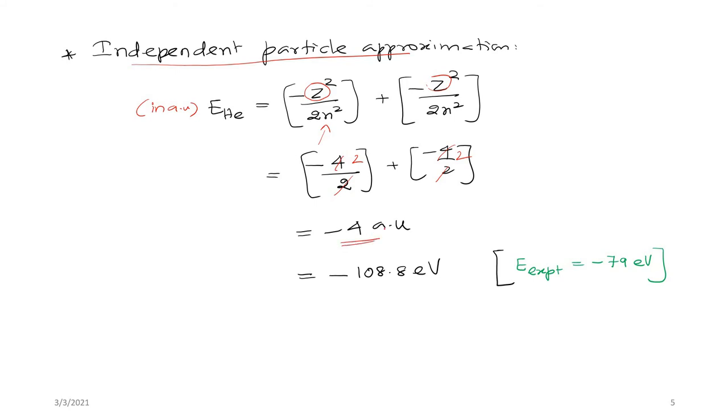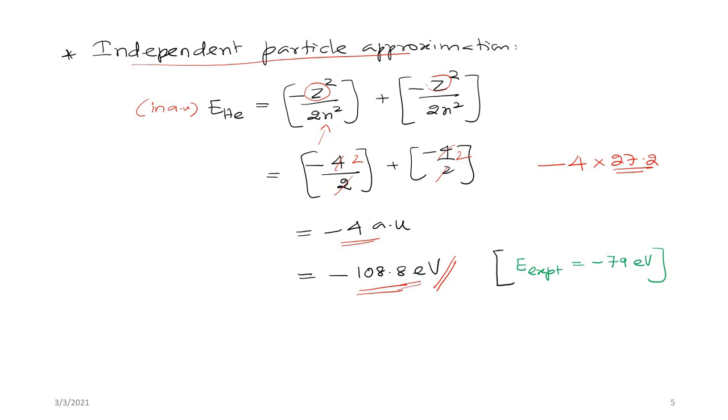If you convert atomic units into electron volts, you know very well what we have to do. To convert atomic units into electron volts, you have to multiply by 27.2. So if you multiply this by 4, you will get minus 108.8 electron volts. So this is the electronic energy of the helium atom in the independent particle approximation. That is, if you do not consider the electron-electron interaction, this is the energy you will get.